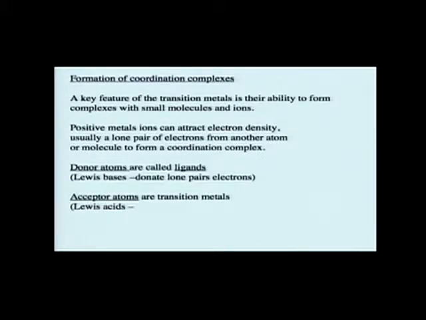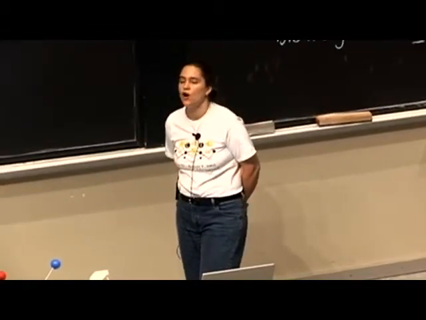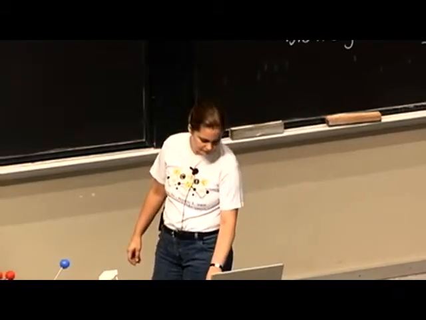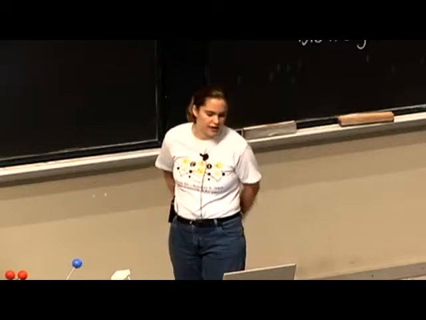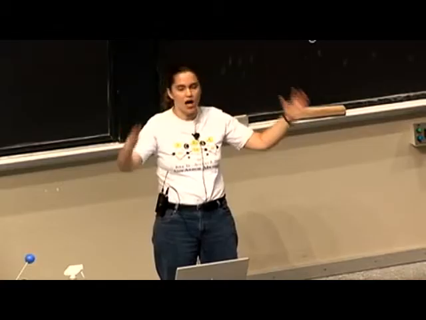So acceptor atoms are the transition metals themselves. And so the transition metals are acting as Lewis acids. And so then they would be accepting those lone pairs of electrons. So you can think about coordination complexes as Lewis acids and Lewis bases, or acceptor atoms and donor ligands or donor atoms. So here are some examples of transition metals that we're going to see. It's that sort of d block of the periodic table that we'll become very familiar with in this unit.